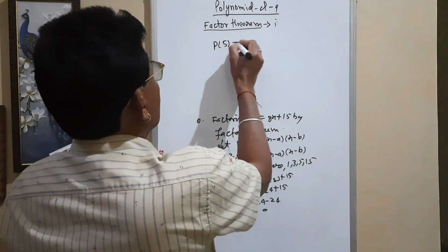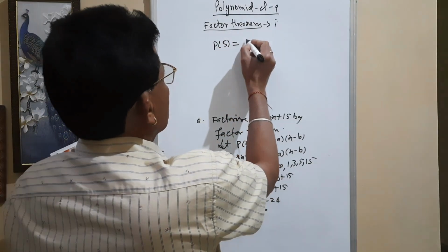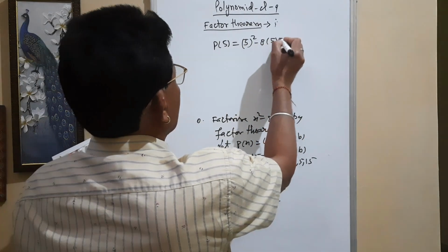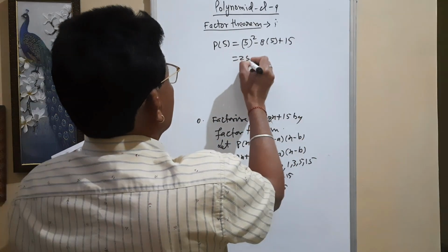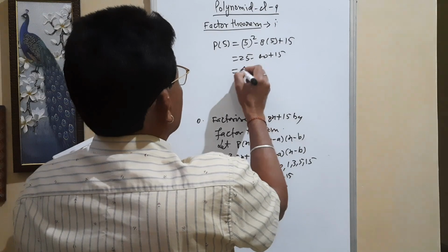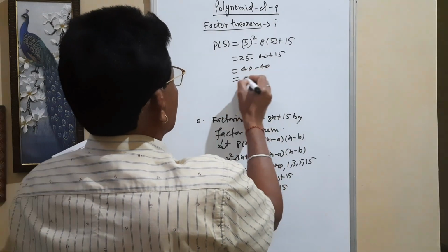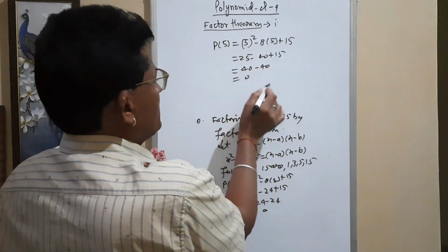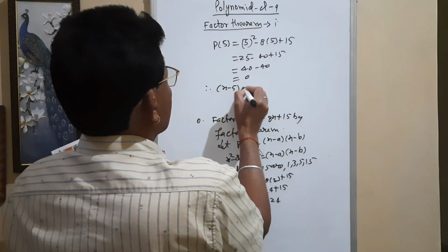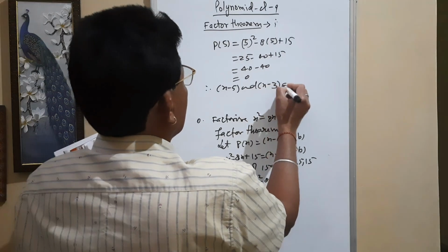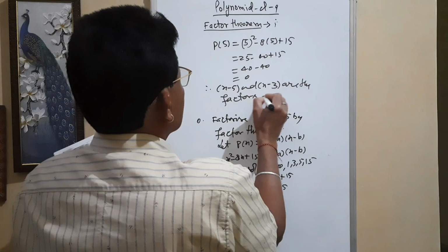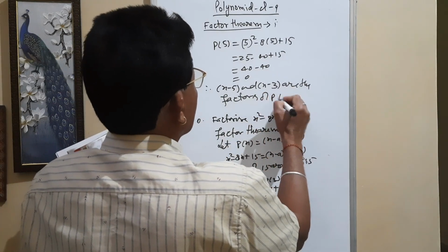P(5), I will take P(5). 5 is a zero of this polynomial. In place of x, you will write 5: 25 minus 8 into 5 plus 15, it will be 25 minus 40 plus 15. You see, 40 minus 40 will be equal to 0. 5 is also a zero of this polynomial. Therefore, x minus 5 and x minus 3 are the factors of P(x).